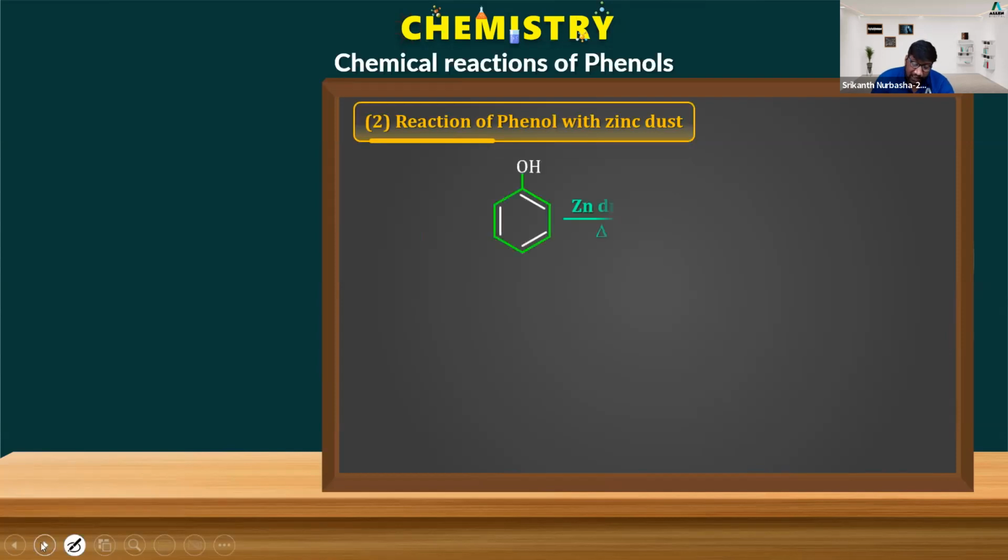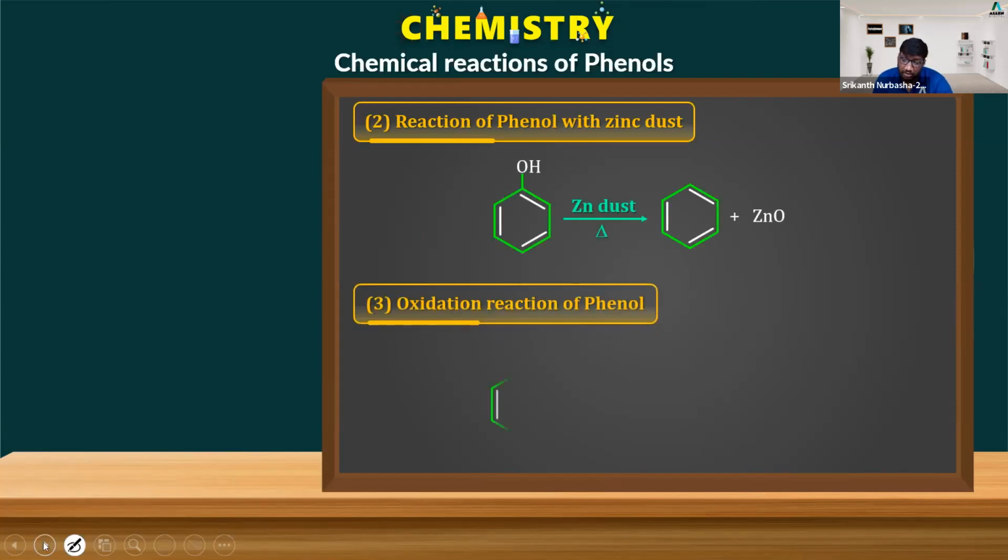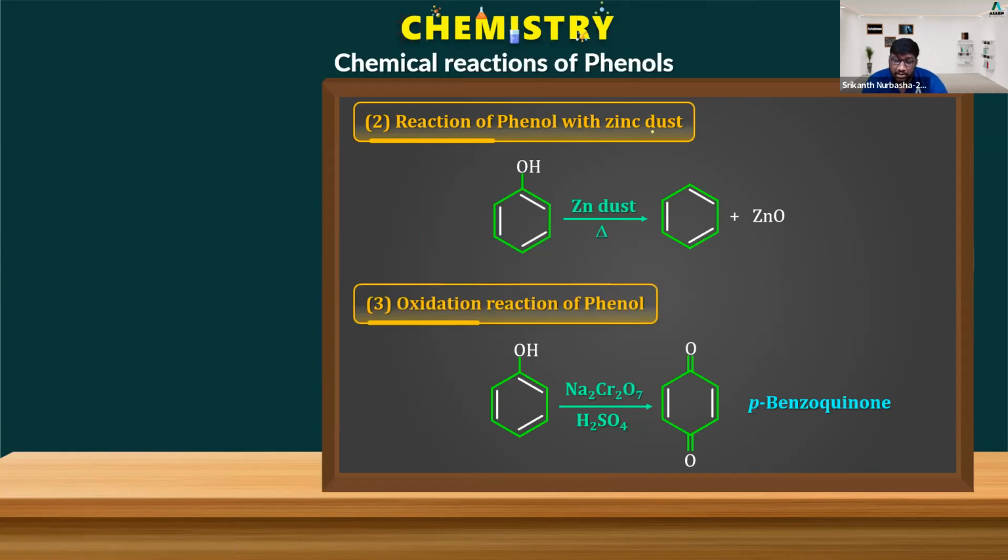Reaction of phenol with zinc dust and oxidation of phenol. The mechanisms for these reactions are not required. Whenever you treat phenol with zinc dust, you generate the respective benzene and ZnO is released. These reactions proceed through a free radical path. Mechanism not required, friends.